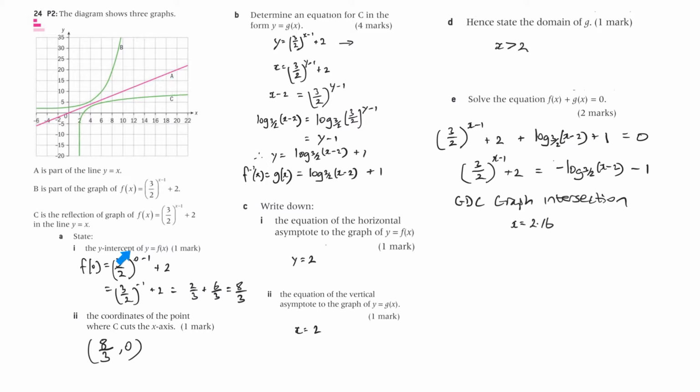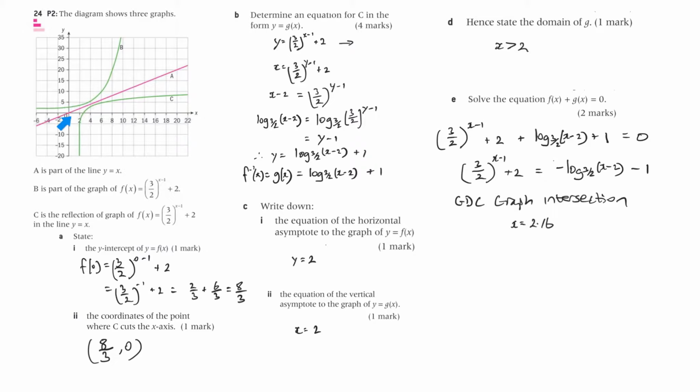Now it says state the y-intercept of the function, so that's the y-intercept of B, that is where x is equal to 0, and that resolves down to 8 on 3. 2, the coordinates of the point where C cuts the x-axis. So now we want to find this point here. Well, we know it's a reflection of this point here.